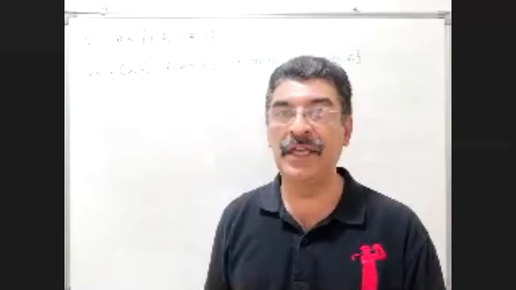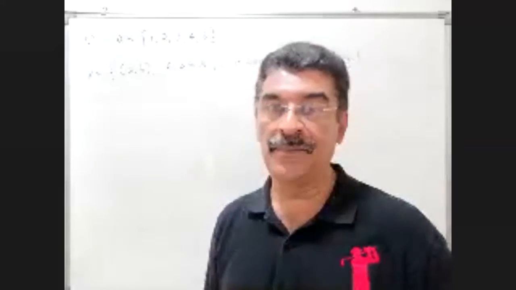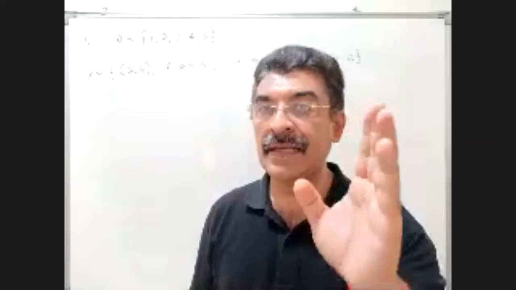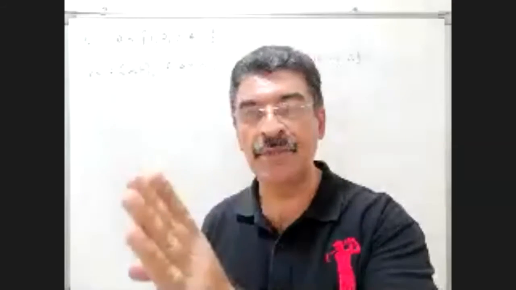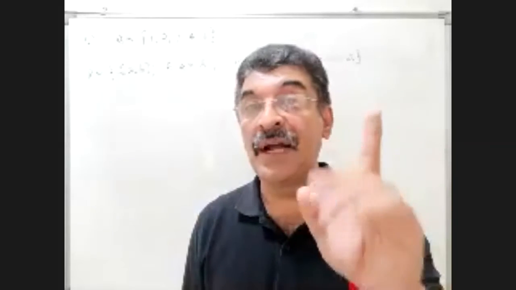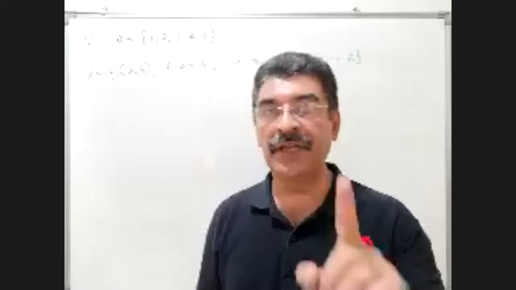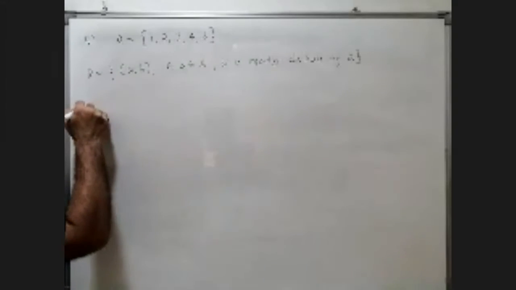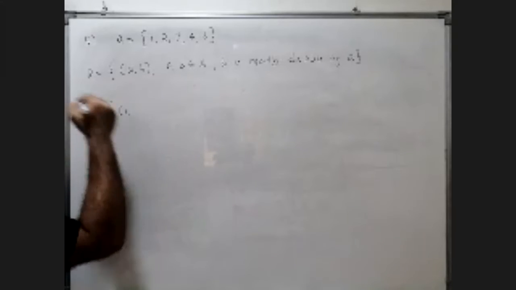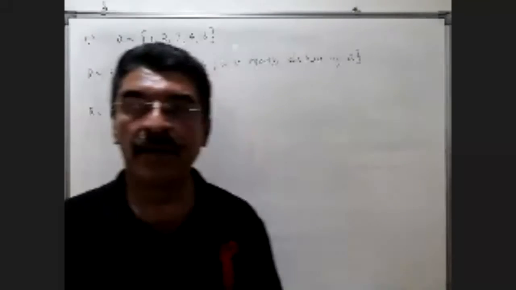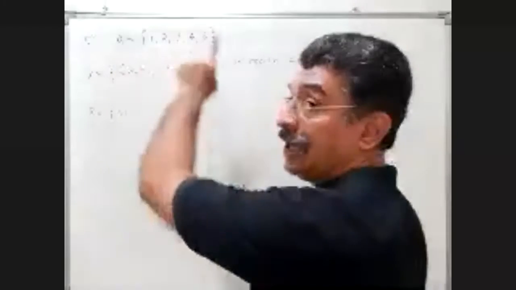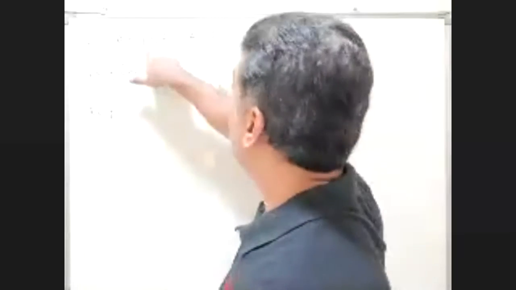B is exactly divisible by a means in that ordered pair the second number should be exactly divisible by the first number. In other words, the second number is a multiple of the first number. If the second number is a multiple of the first number, it is exactly divisible. So, in roster form, if we are taking the first number as 1, the second number is exactly divisible by 1, which means the second number is a multiple of 1. See here in A cross B, how many elements are there in A?